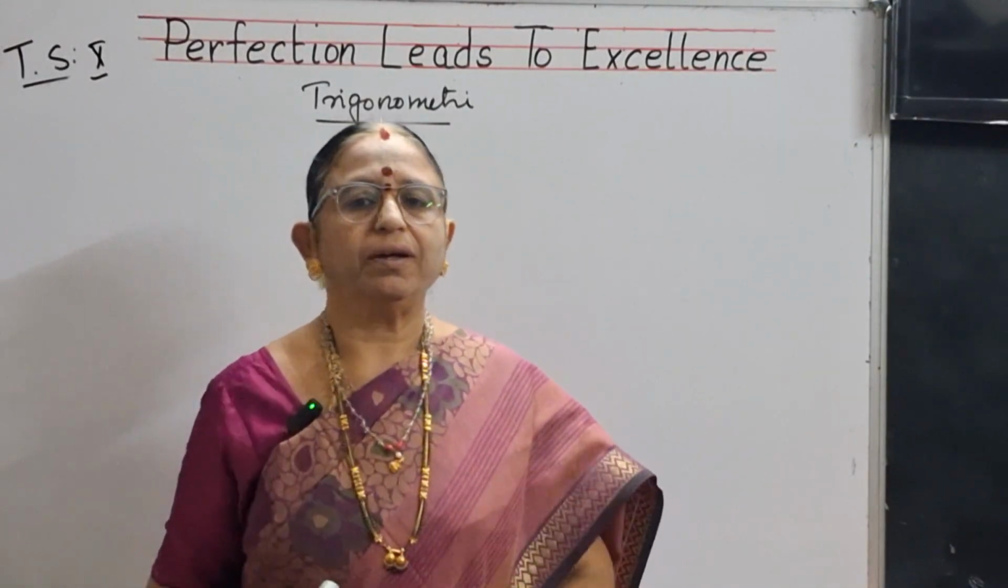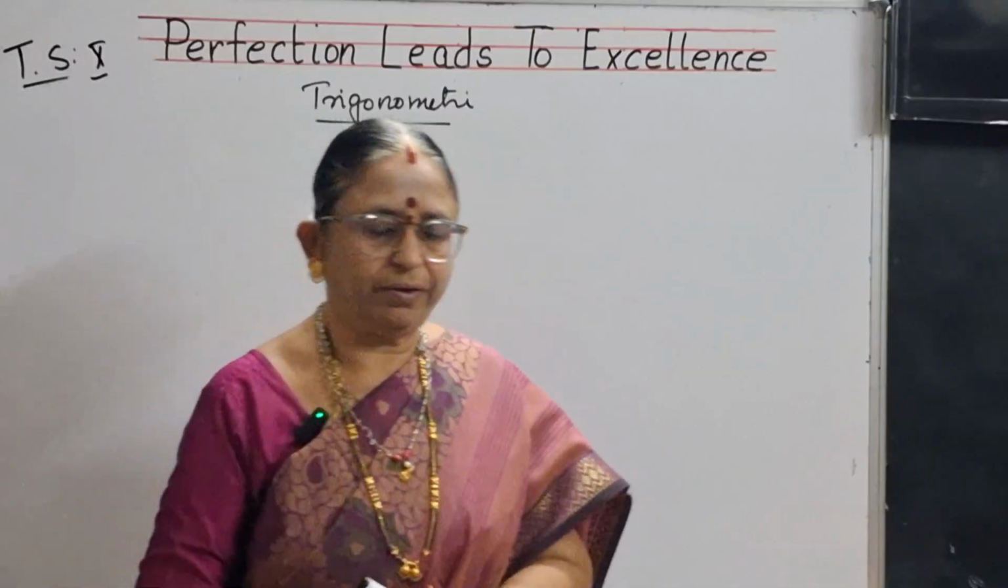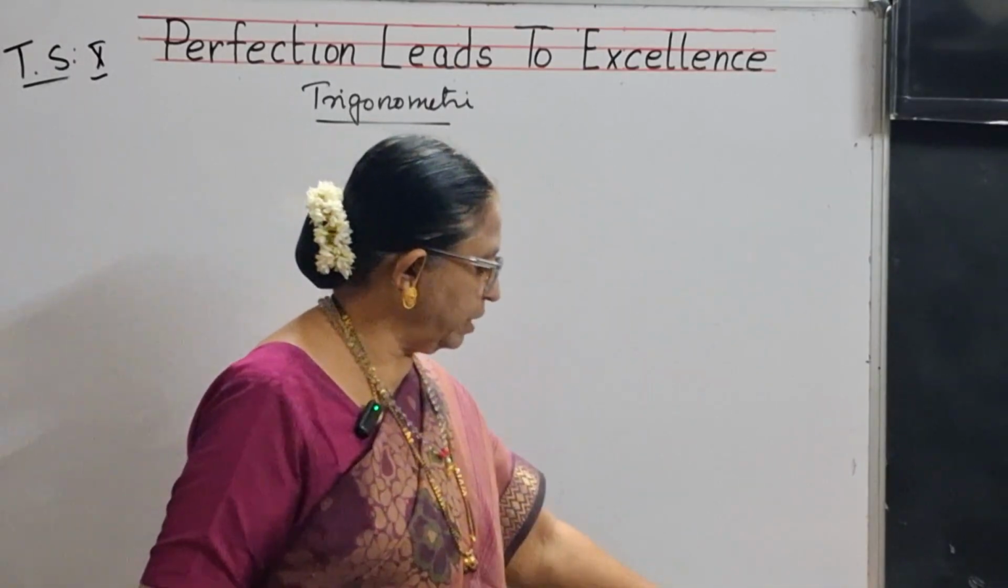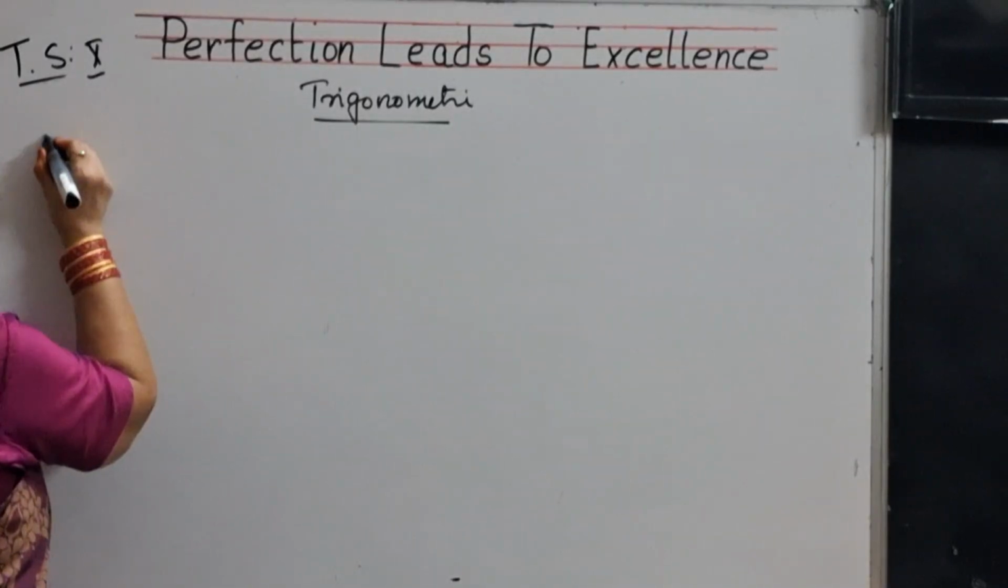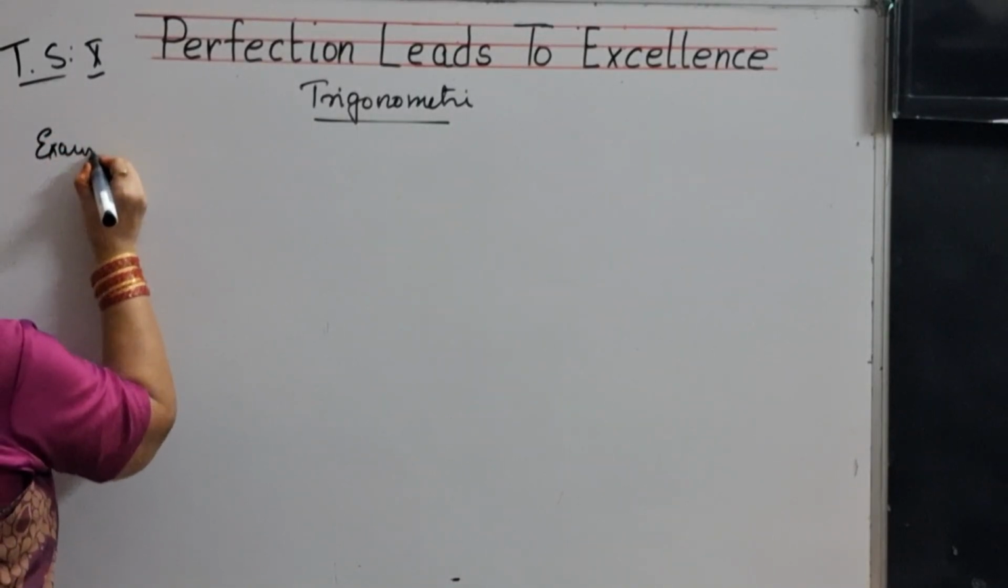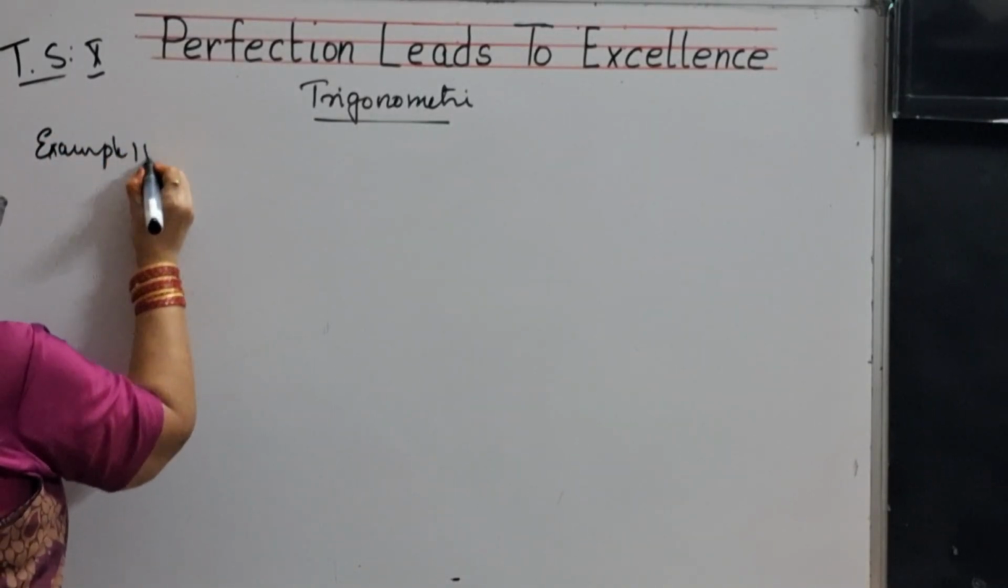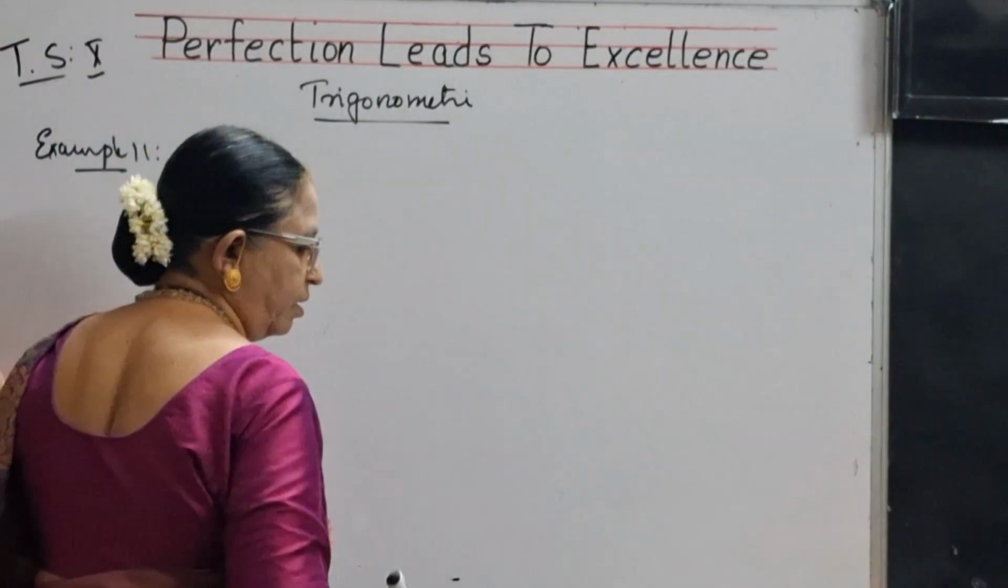I'm now dealing with 10th class maths trigonometry, and in that I have done examples up to 10. Now I am doing example 11. Example 11. What is this?